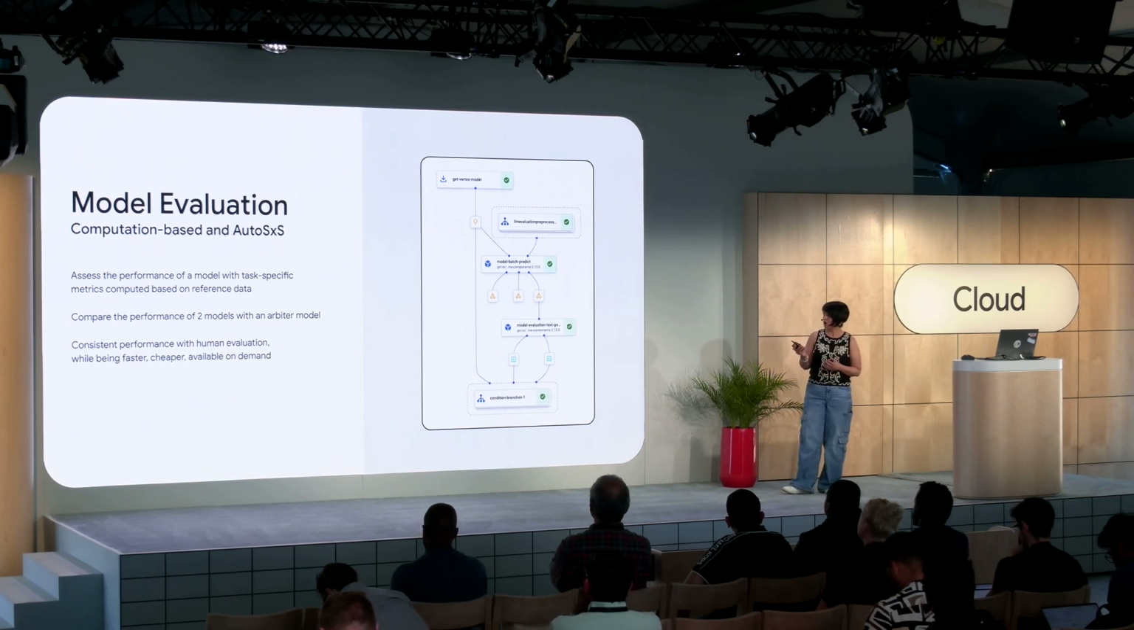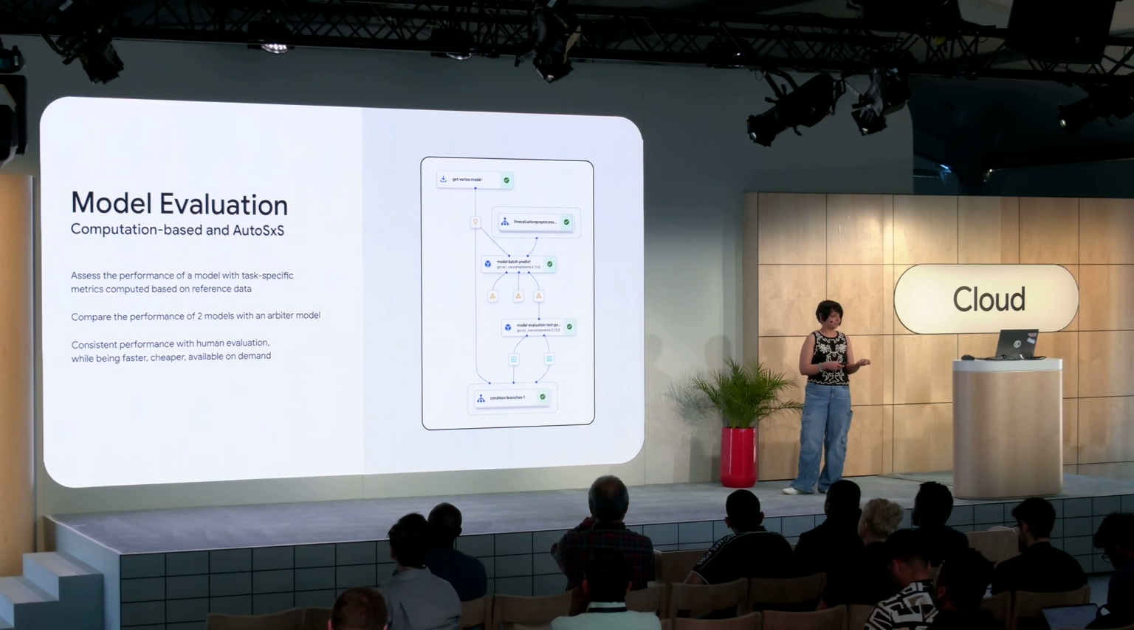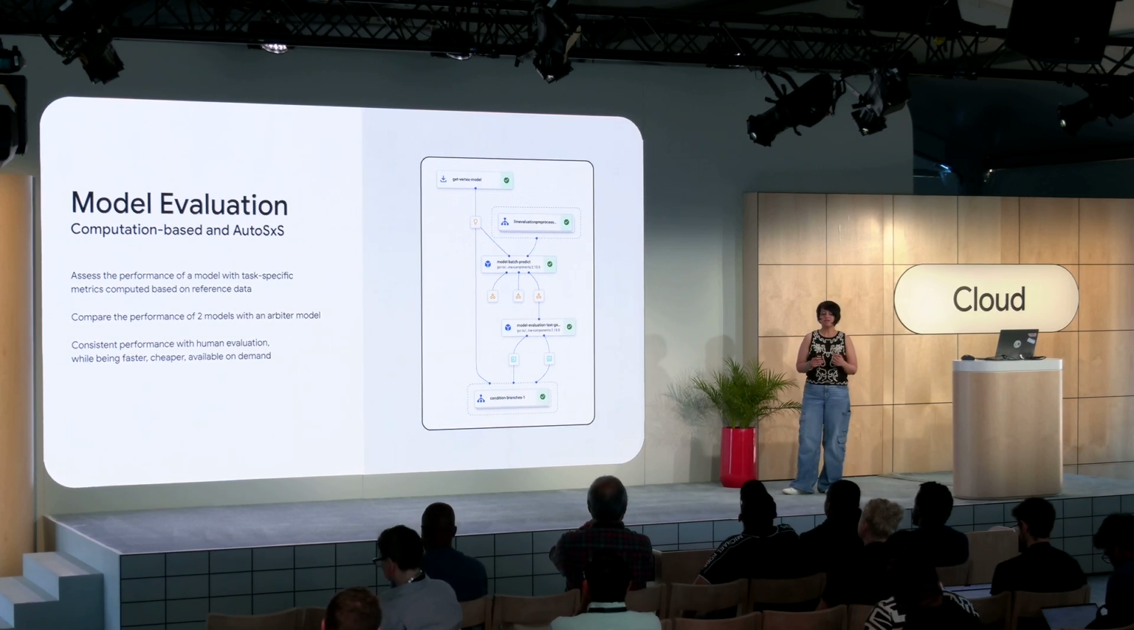And the other thing is auto side-by-side. What I showed you earlier was a point-wise evaluation. You define the metrics, and for each metric, you get some result. Auto side-by-side is a pair-wise evaluation. You have a model in production, but new models keep coming. So you want to compare how the latest model that's released by Google compares with the one that you have in production. So you can do an auto side-by-side comparison.